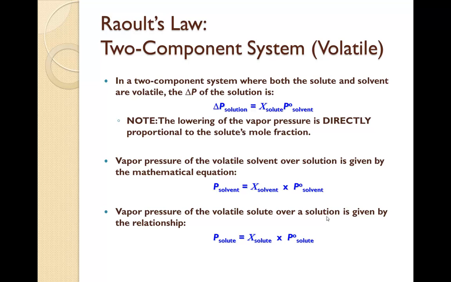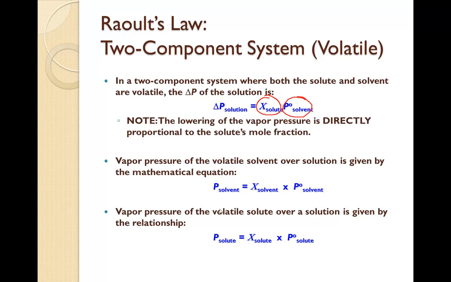In a two-component system where both the solute and solvent are volatile, the change of vapor pressure of a solution is the mole fraction of the solute times the vapor pressure of a pure solvent. Note the lowering of the vapor pressure is directly proportional to the solute's mole fraction.